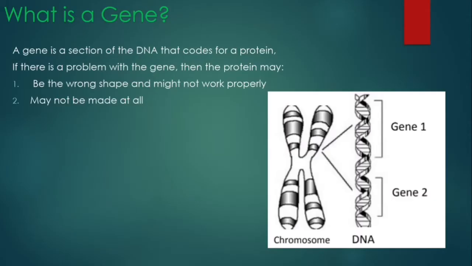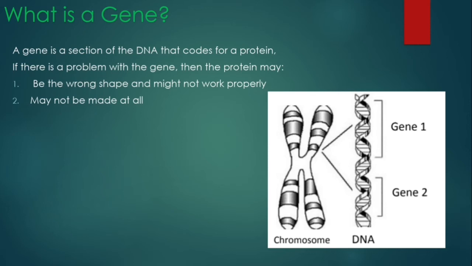A gene is a section of the DNA that codes for protein. If there is a problem with the gene, then the protein may be wrong, it may be the wrong shape and might not work properly, or it may not be made at all. This little photograph shows the first issue, where the gene might not be working very well, and the second strand indicates that it's not working at all. Okay, so we've got the gene and the chromosomes.